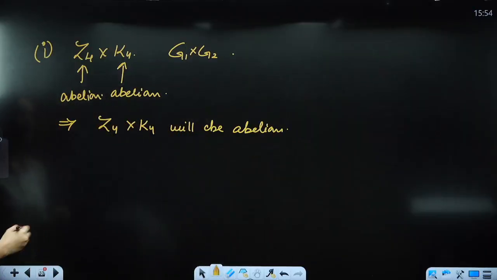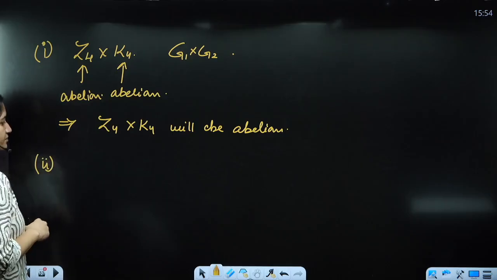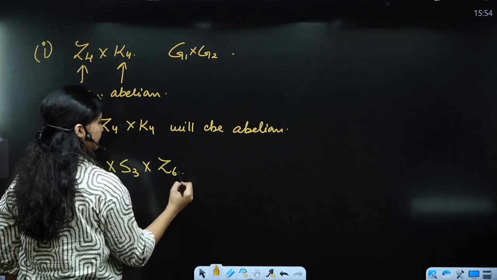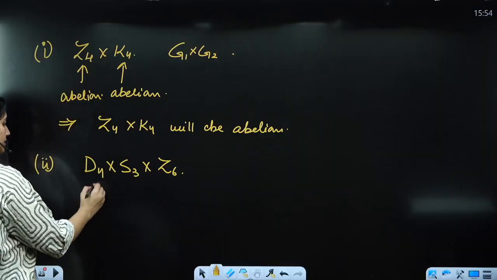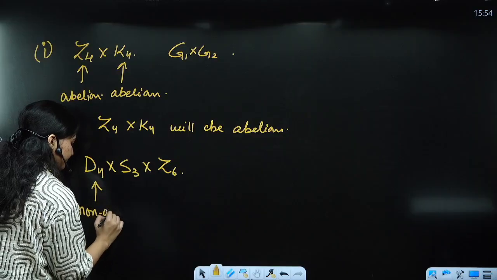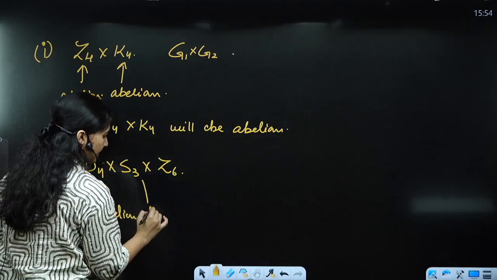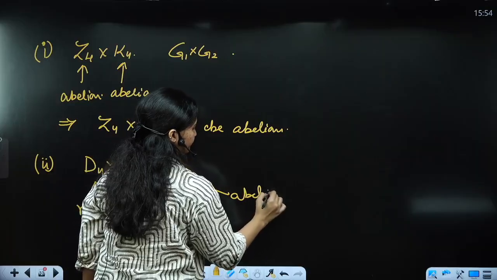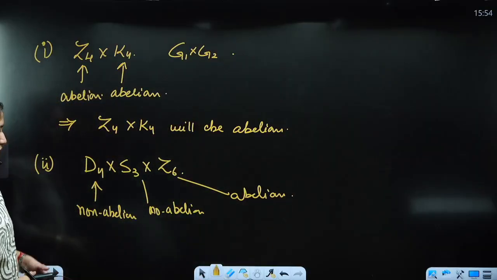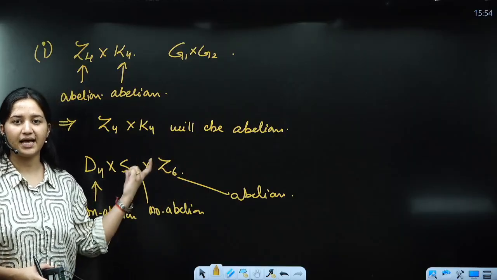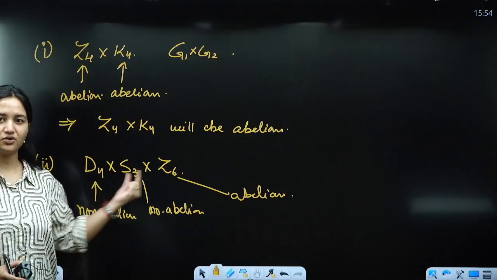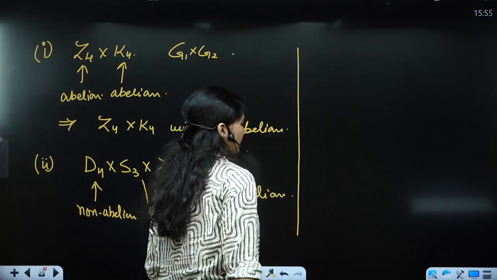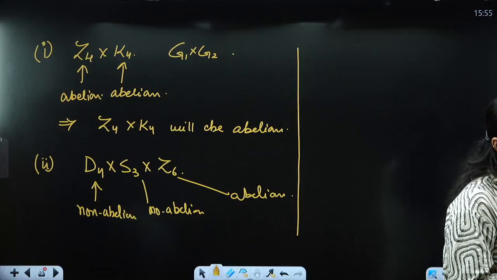Now let's take another example. D4 into S3 into Z6. ठीक है? This is a non-abelian group. This is again a non-abelian group. This is an abelian group. But the property states that all of the elements included in the composition of the groups have to be abelian. Then only this whole group is going to be abelian. Yeah? Alright, let's take one more example and then we'll move to the next topic.